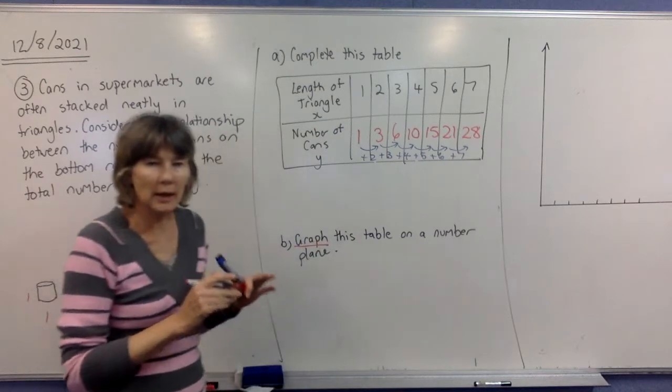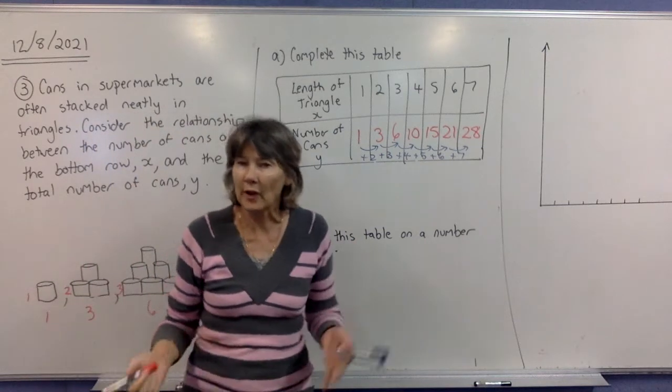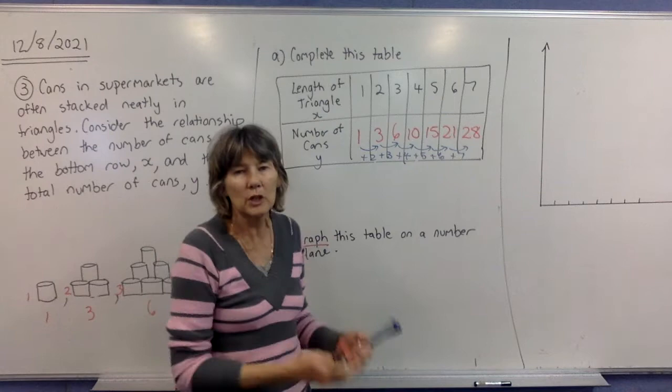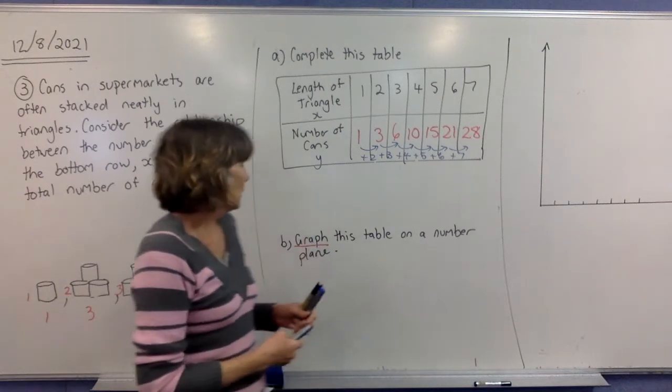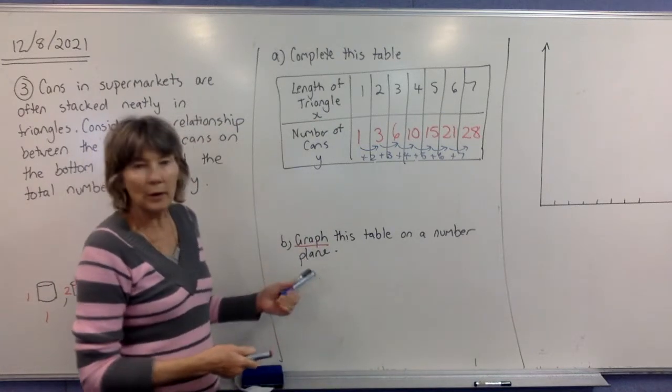Now you can't go along the bottom row to find a rule. We're not finding a rule at the moment. We're just filling in the numbers. Now it says to graph this table on a number plane.